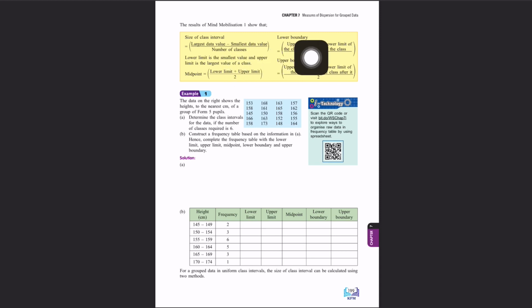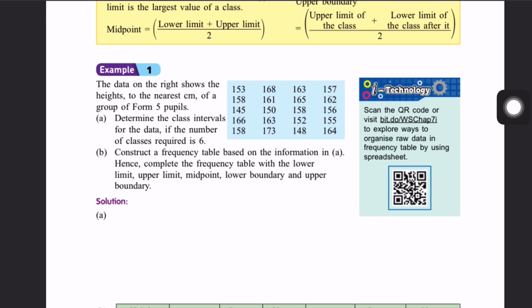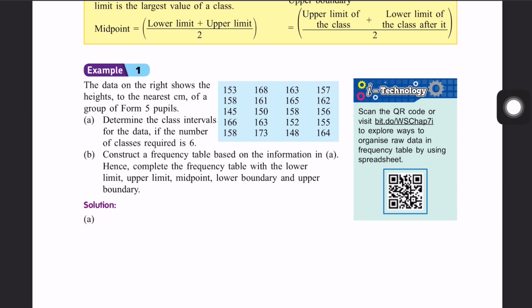Next, lower boundaries. How to determine lower boundaries? Upper limit of the class before it plus lower limit of the class, divided by 2. Then upper boundaries: upper limit of the class plus lower limit of the class after it, divided by 2. And for midpoint, we know that lower limit plus upper limit, divided by 2. So let's look at the first example.